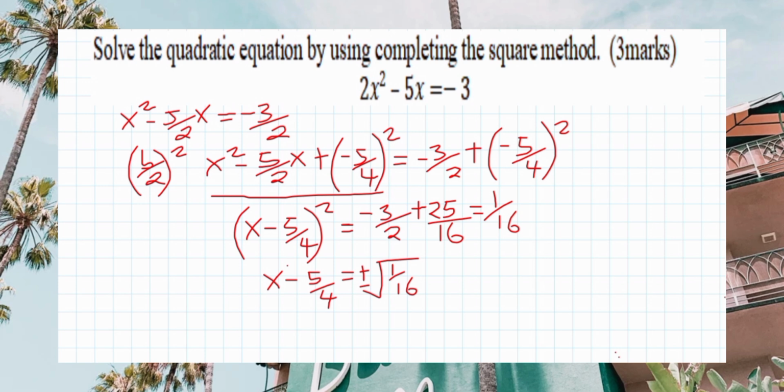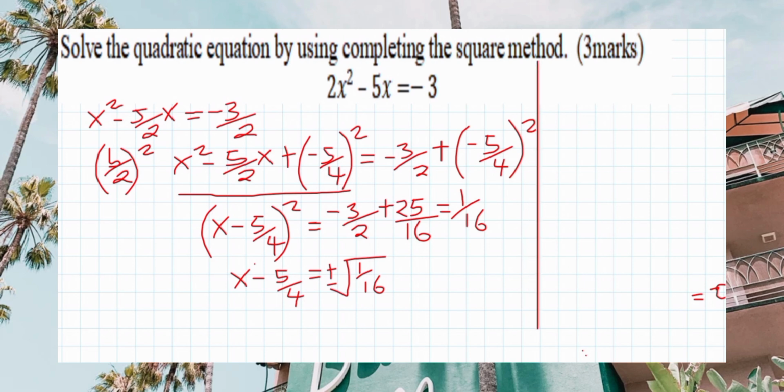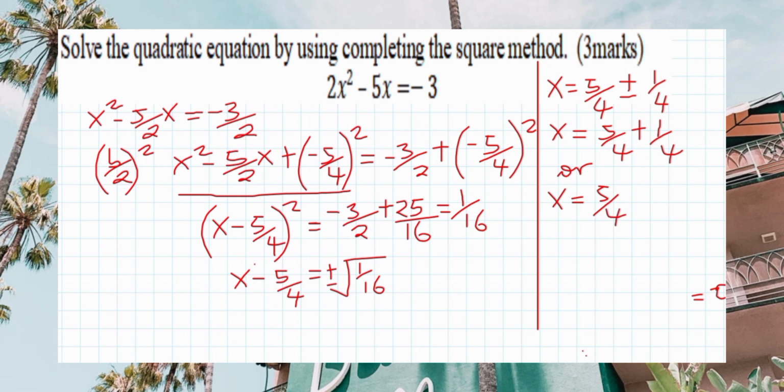Now, in order to completely solve for it, you simply take negative 5 over 4 to the other side, and when you take it to the other side, it becomes positive. So that now we shall say that our x is going to be positive 5 out of 4 plus or minus the square root of 1 out of 16, which is the same as 1 out of 4. And now our x value is going to be 5 out of 4 plus a quarter, or our x value is going to be 5 out of 4 take away a quarter.